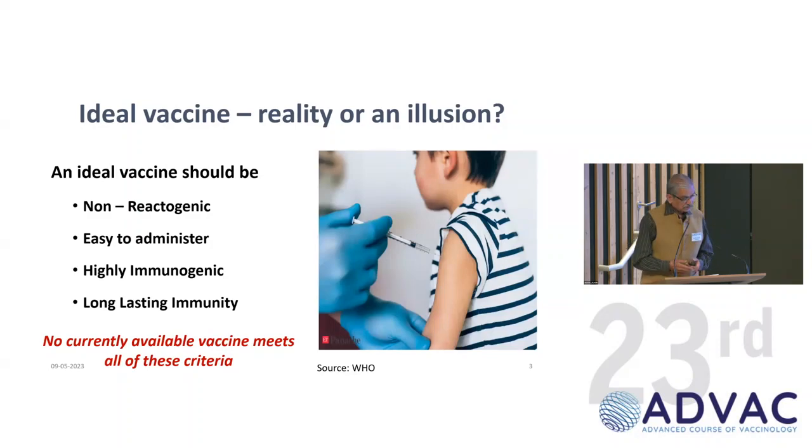So what is the characteristics of an ideal vaccine? And these are the ones. But unfortunately, we do not have a single one which has all these qualities. So a compromise has to be made. Repeatedly we talk about risk benefit, and whether the benefit is more, or safety issues become a major issue.